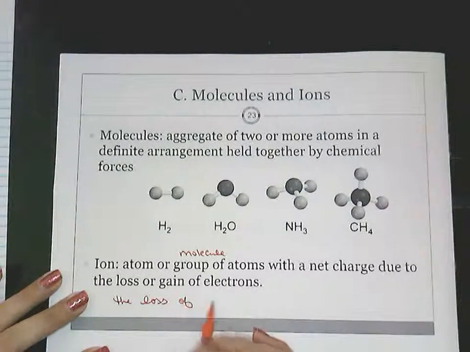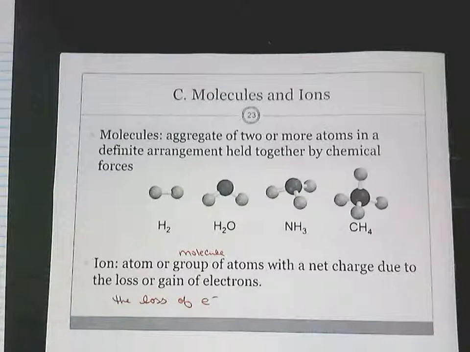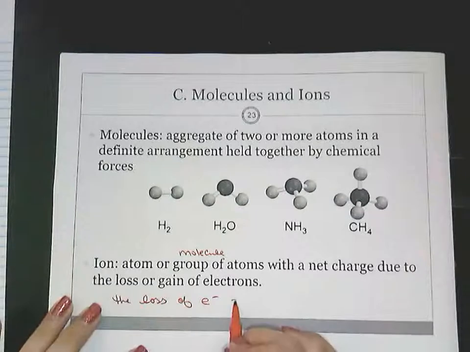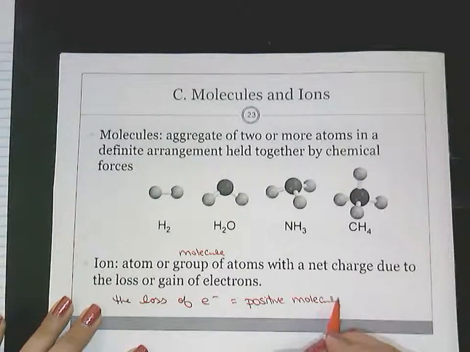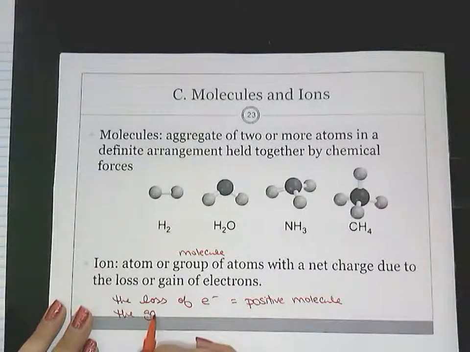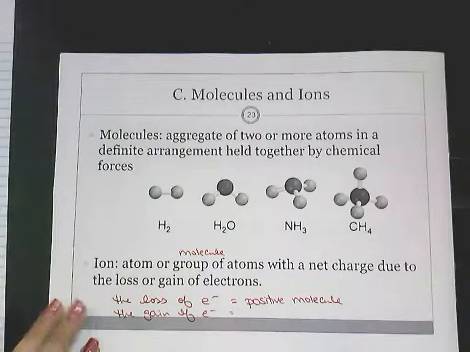So if I have a neutral molecule and I lose an electron, what will be the overall charge of the molecule? If I had 6 electrons, 6 protons, and now I go 6 protons, 5 electrons, it's going to be positive, right? So a lost electron makes a positive molecule, or atom. Because there's only 2 options here, this one should be the negative one, right? So if I gain an electron, I now have a negative molecule.